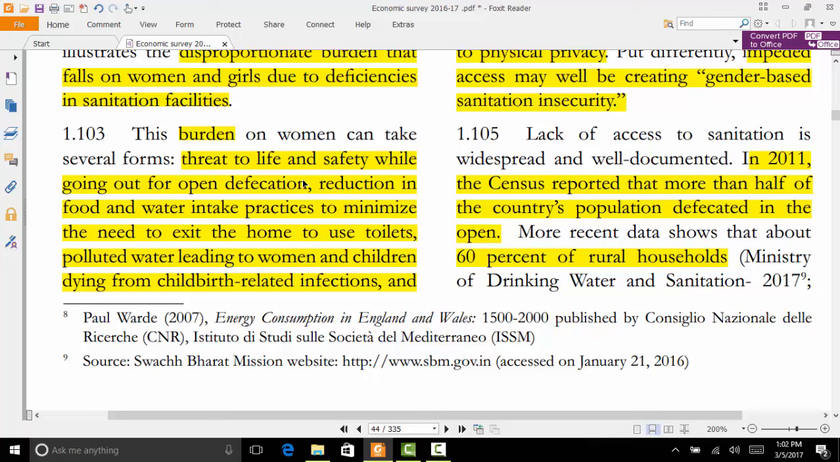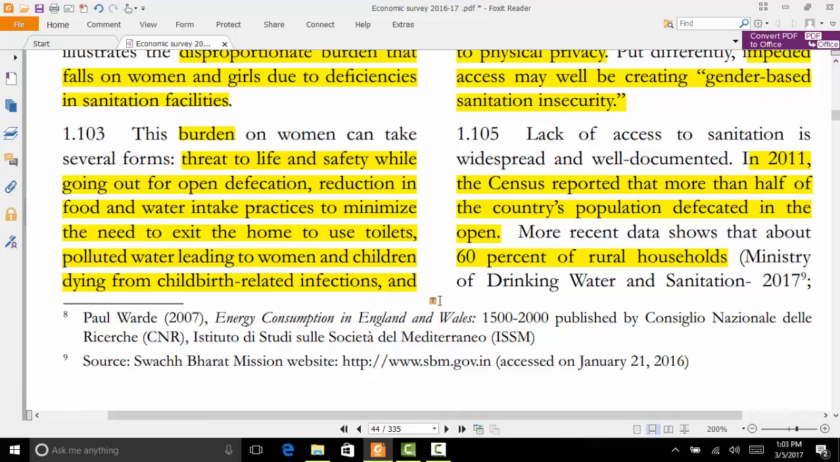Second point is very good. People generally forget this point while writing the issue of sanitation and impact on women. Reduction in food and water intake practices, because if they take the water in ample amount, they'll tend to go for the toilets more and more, but they don't have toilet at home. So what solution do they bring? They reduce the consumption of water and food, and that has highly adverse impact on the health of women.